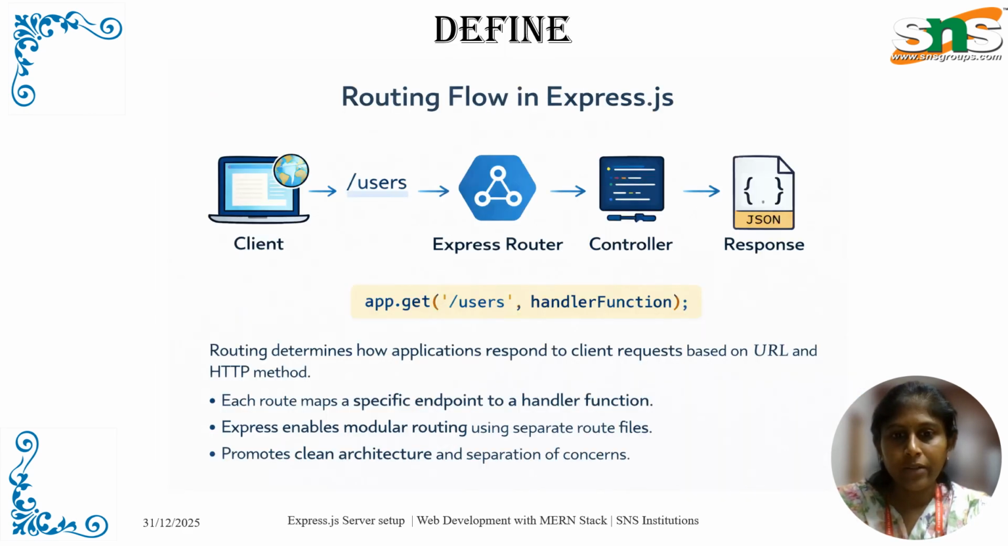Let us define routing. So routing is the process of determining how an application responds to a client request for a specific endpoint and HTTP method. So HTTP methods include GET, POST, PUT, DELETE. So each combination of URL and method triggers a specific function in our backend. This is called routing.